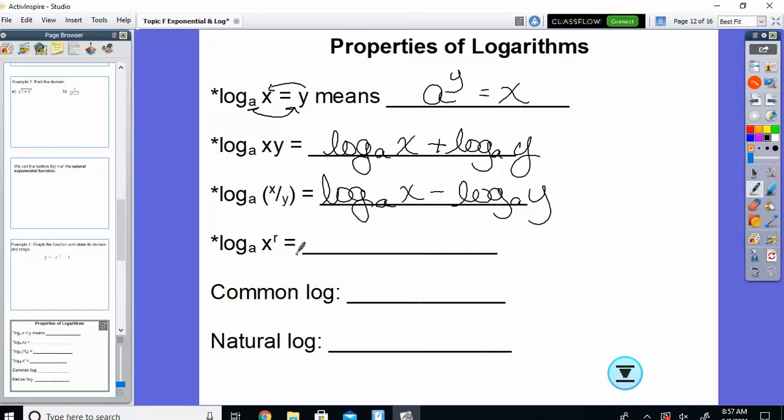Okay, the next property. If you have the log of x to a power, you can multiply it with that power. It comes down on the front. It's r times log base a of x.